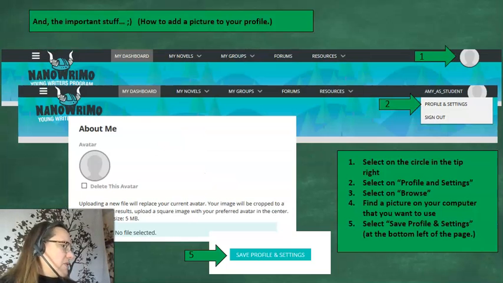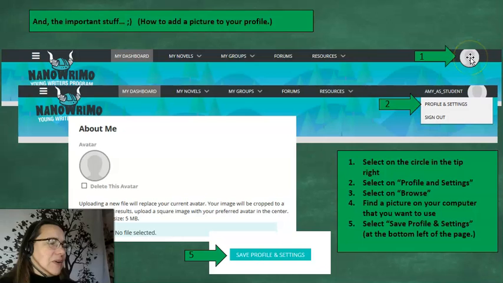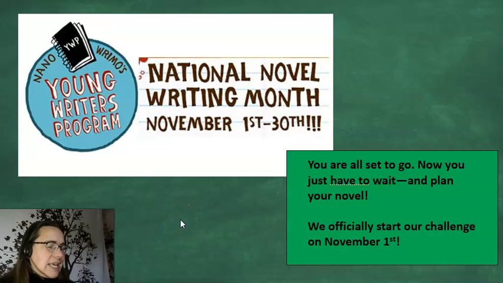Now, a couple things in case you want to personalize your account. If you go up to the top where it has a picture, you can go to Profiles and Settings. You can change your avatar. So select the right circle at the right hand, Profile Settings, select Browse, find a picture in the computer you want to use, save Profiles and Settings. Now, just so you know, until you hit that, it won't actually show up. So don't worry, just go ahead and go through the steps, hit save, and you can update your settings. And that is all it takes to get set up and logged in to the NaNoWriMo site.